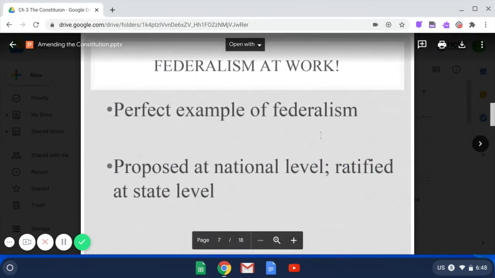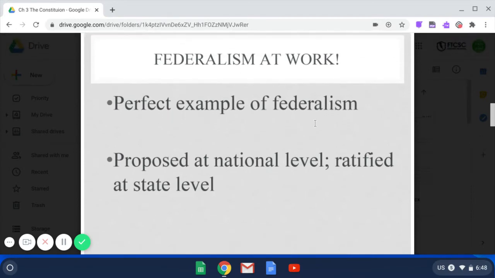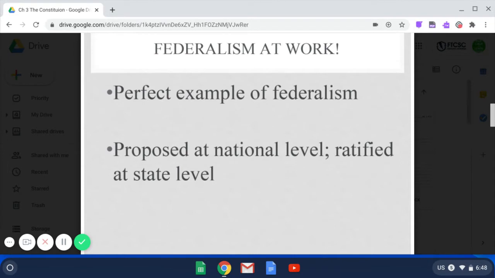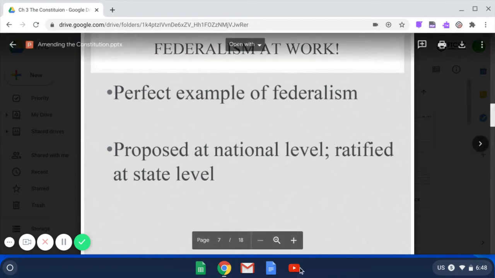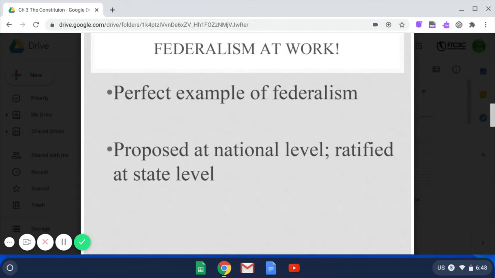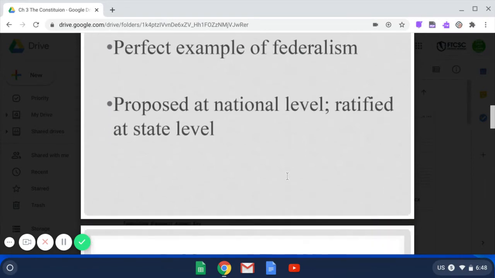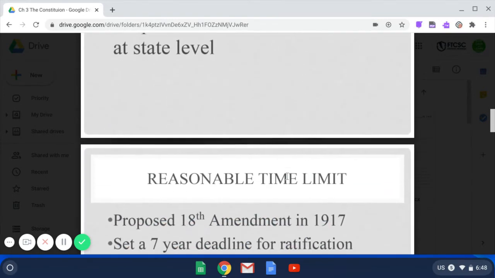So we call this a perfect example of federalism. Federalism is the concept where you have the states and the national government working together. You can step that down even further, from national to state to county, county to township, or small towns. So the proposals are made at the national level, and then the states approve. It shows both levels working together.